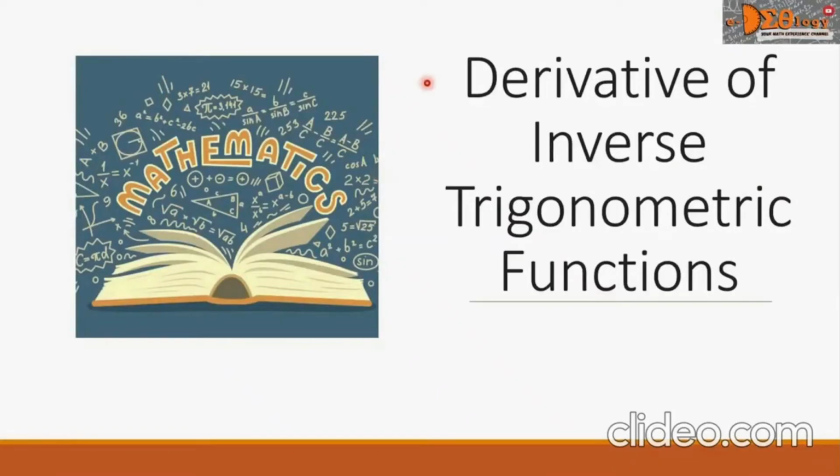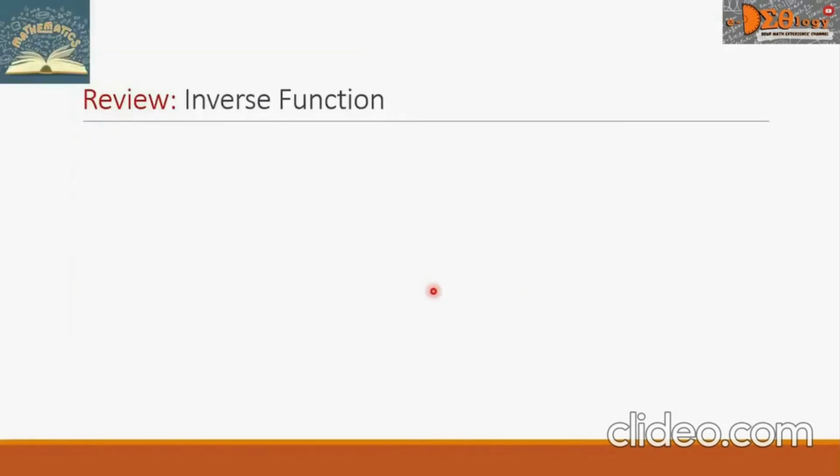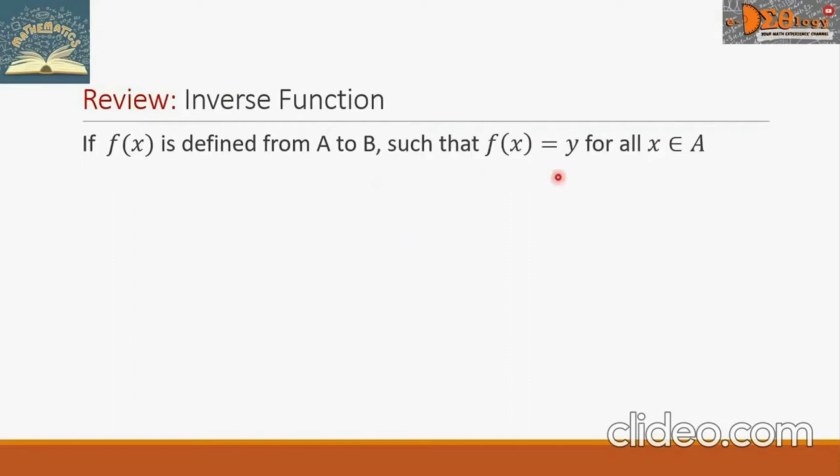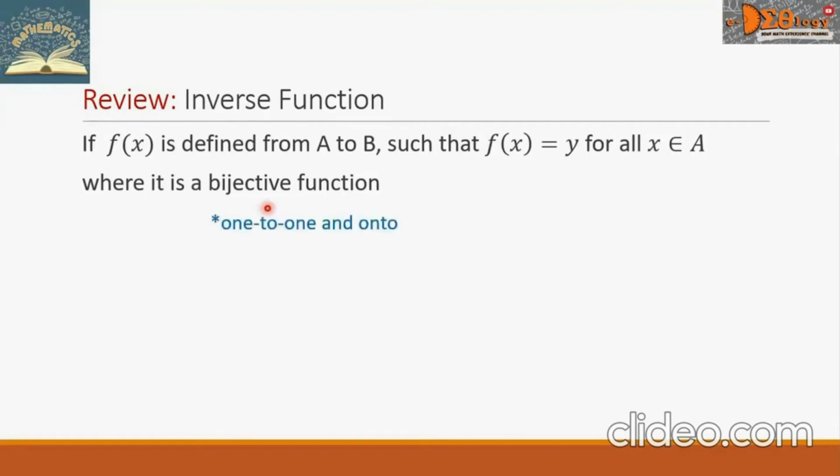Today, we're going to study derivative of inverse trigonometric functions. First, let us have a review about inverse function. If f of x is defined from A to B, such that f of x equals y for all x an element of A, where it is a bijective function. Bijective means the function is one-to-one and onto.